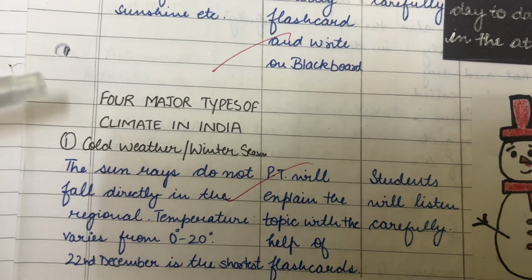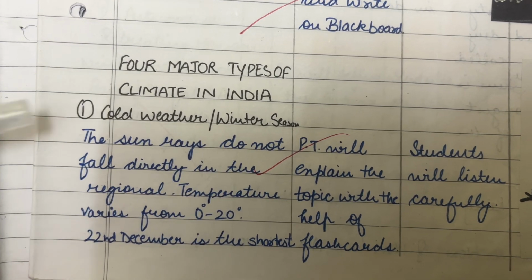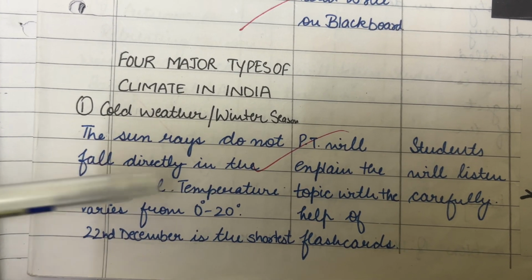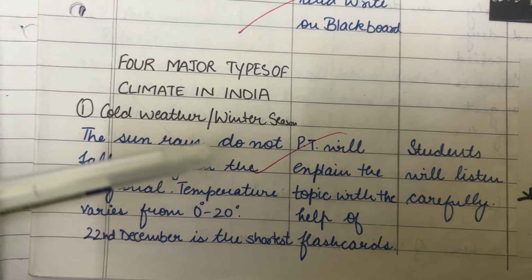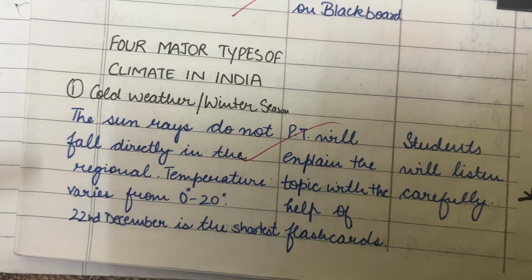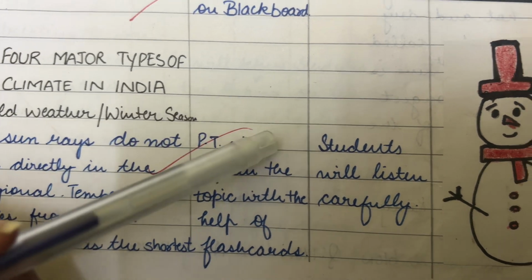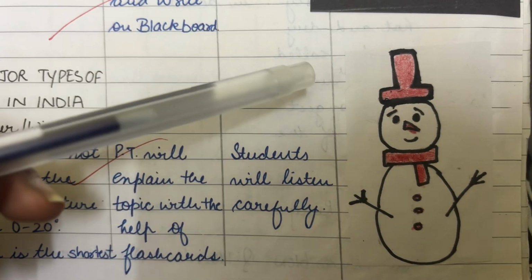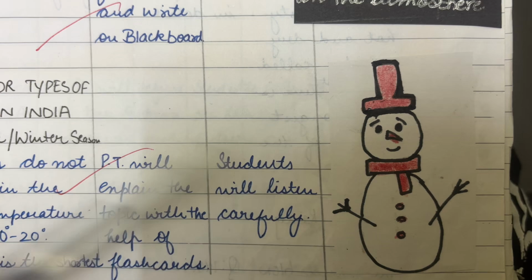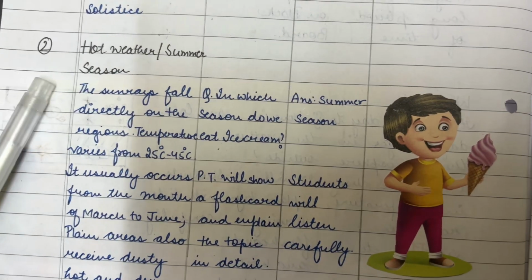Okay, then we'll write 4 major types of climates in India. First, cold weather or winter season. The sun rays do not fall directly in the region. Temperature varies from 0 degrees to 20 degrees. 22nd December is the shortest day. And PT will explain the topic with the help of flashcards. Students will listen carefully. You can make this flashcard of a snowman and explain it to the students. It's called winter solstice.